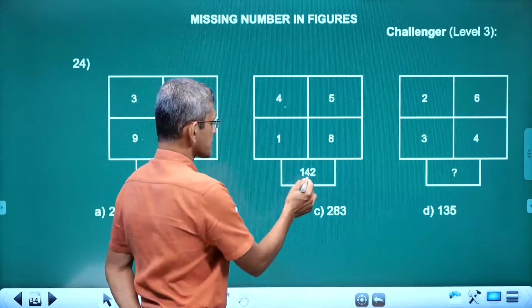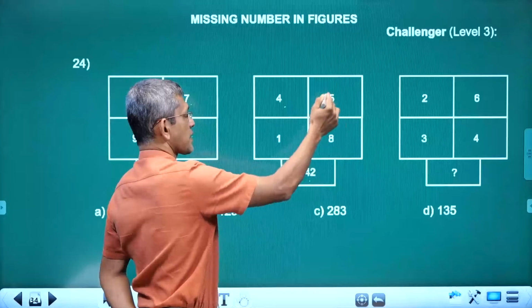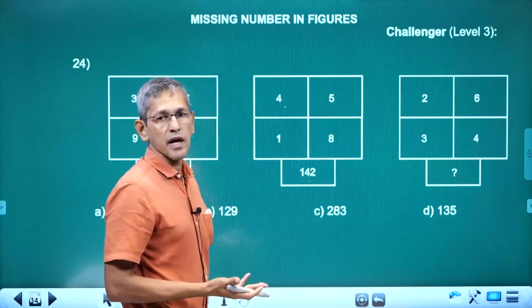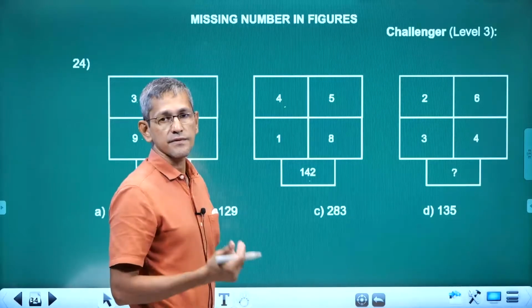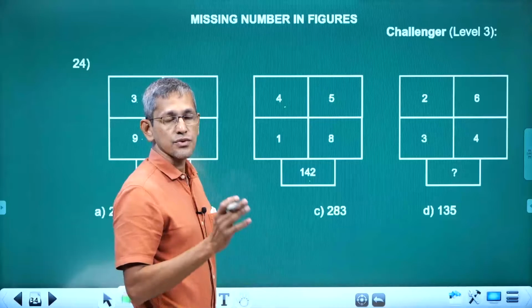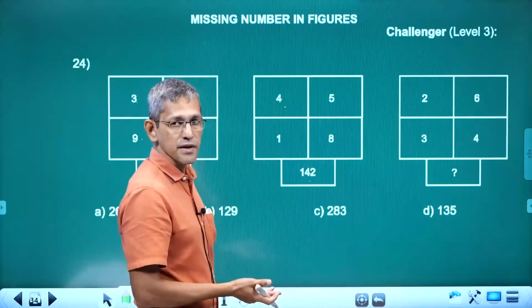How about 142? 4 plus 1 is 5. 8 plus 5 is 13. So 13 into 5. Well, what is that? 10 into 5, 50. 3 into 5, 15. So 13 into 5 is 65. Well, 65. What is the role of 65 here?